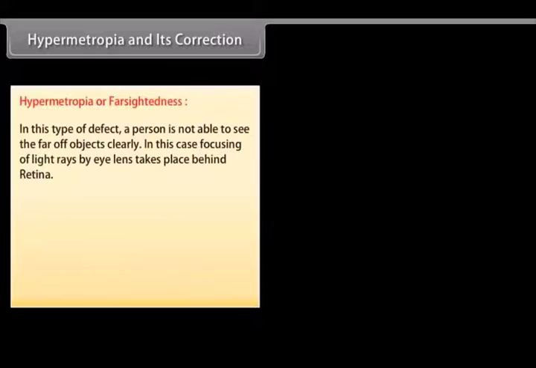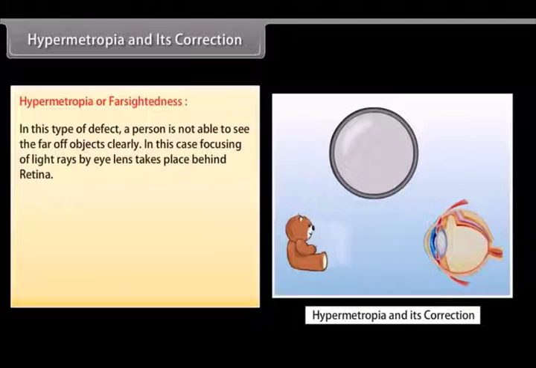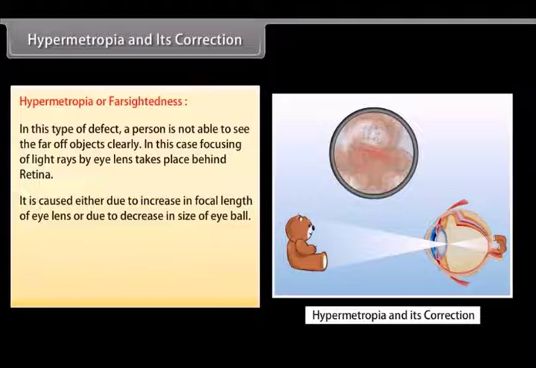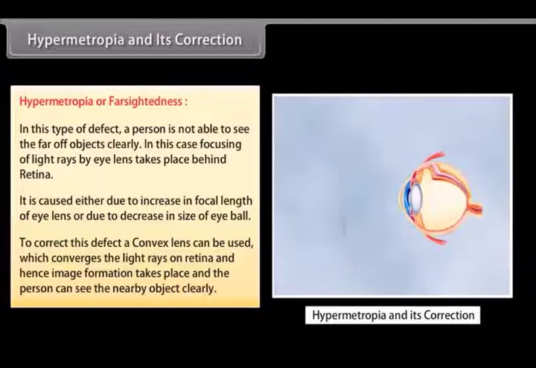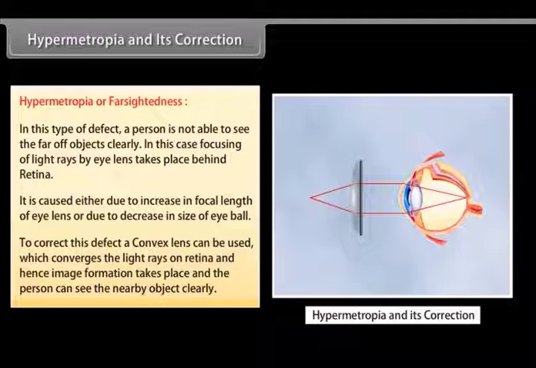Hypermetropia and its correction. In this type of defect, a person is not able to see nearby objects clearly. In this case, focusing of light rays by the eye lens takes place behind the retina. It is caused either due to an increase in the focal length of the eye lens or due to a decrease in the size of the eyeball. To correct this defect, a convex lens can be used which converges the light rays on the retina, and hence image formation takes place and the person can see the nearby object clearly.